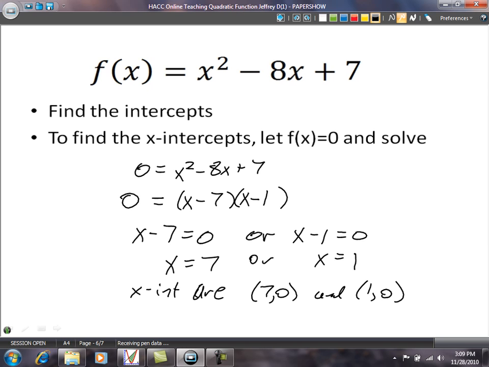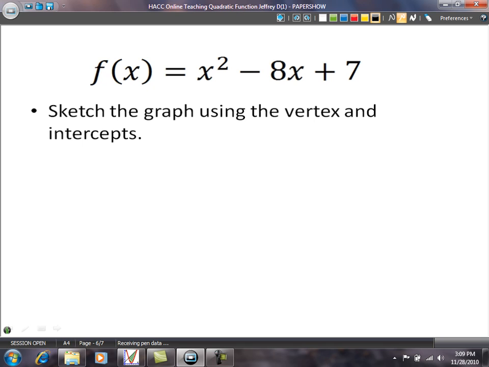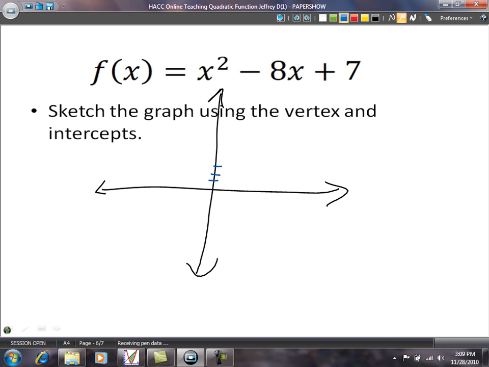So to sketch the graph, you can use the intercepts. Let me just sketch the axes. Use the intercepts (0, 7), (1, 0), (7, 0), and then the vertex, which is (4, negative 9). And then you just sketch the graph, hitting these important points, and maybe plot a couple more points. Let me make it more rounded. That's a little bit messy.